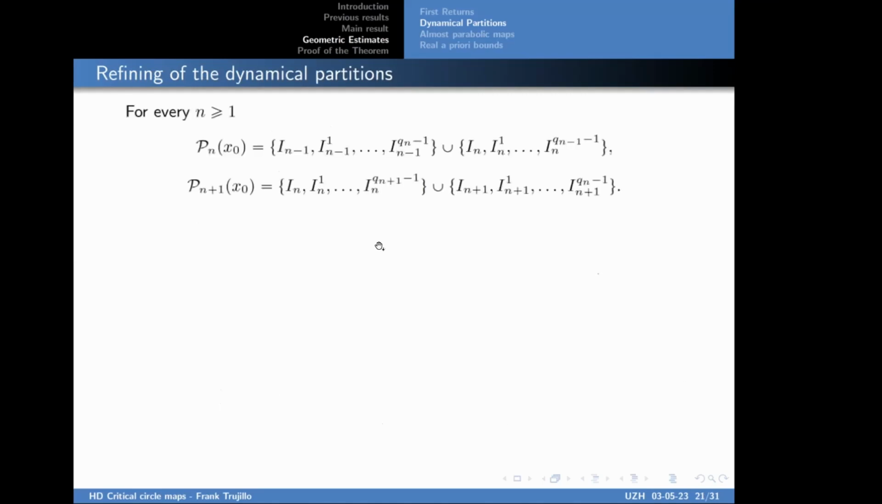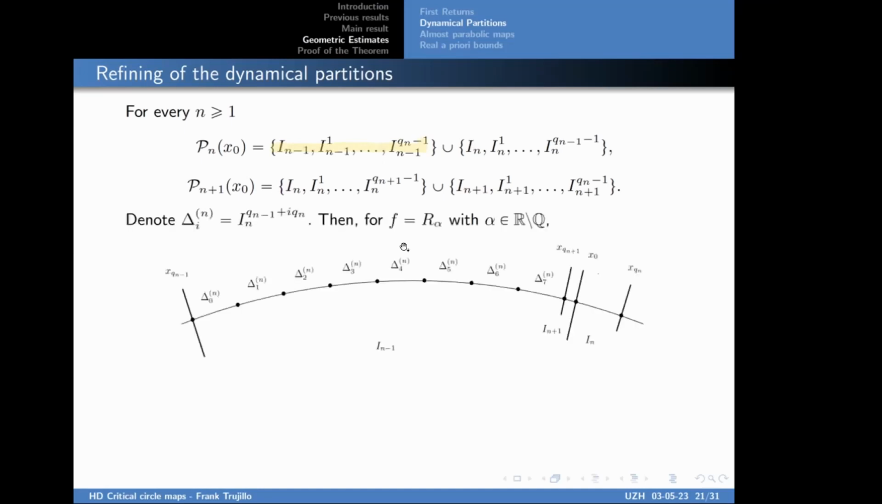If I consider two consecutive dynamical partitions, you can see that in the nth dynamical partition, I have iterates of this interval, I_{n-1}. Oh, sorry. Iterates of this interval, but these iterates do not appear in the next step. In the next step, I only have iterates of this interval, which was here before, and iterates of this interval. So what is happening is that these I_{n-1} intervals, all over here, get chopped into smaller pieces.